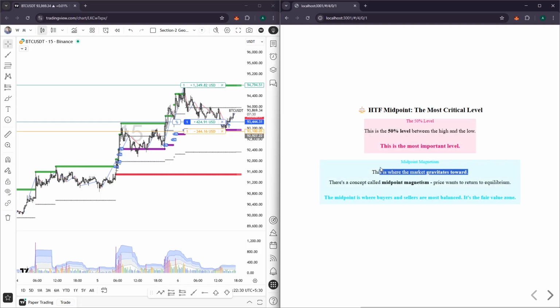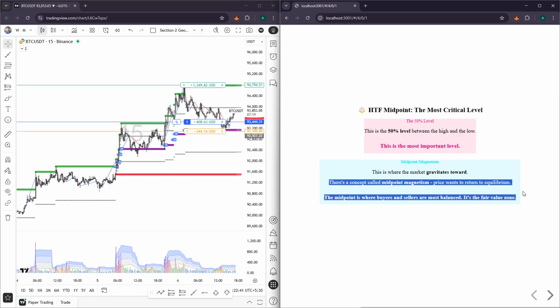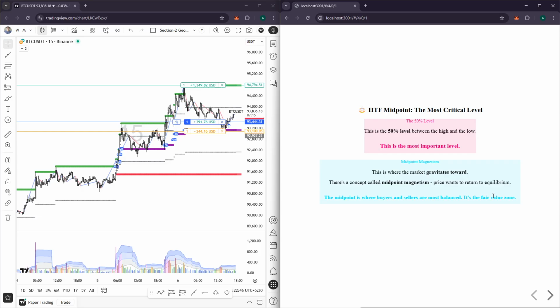There's a concept called midpoint magnetism. Price wants to return to the equilibrium. I think we talked about this. I'm just showing you more examples. So why? Because price wants to return to equilibrium, and the midpoint is where buyers and sellers are most balanced. It's the fair value zone.